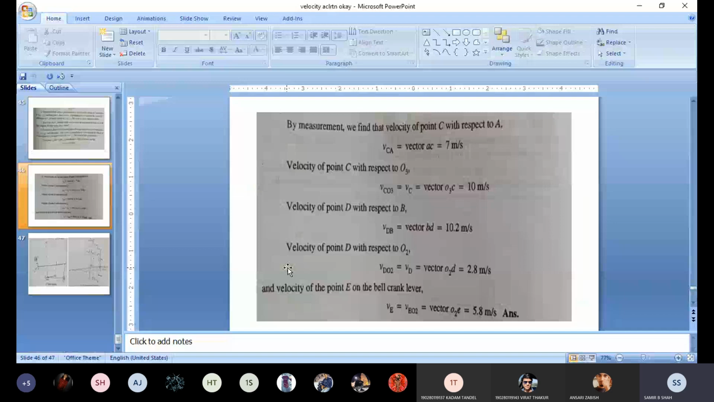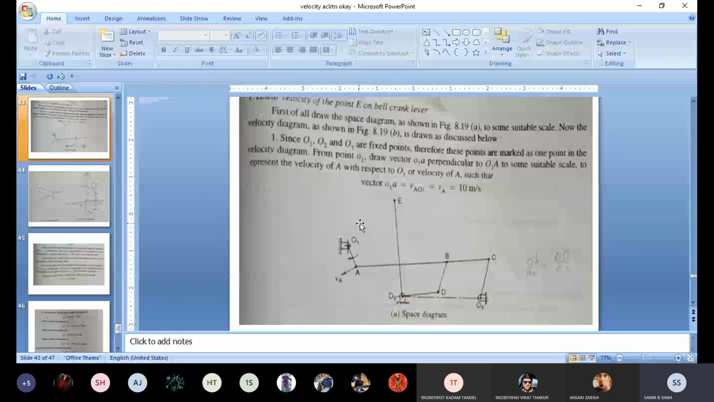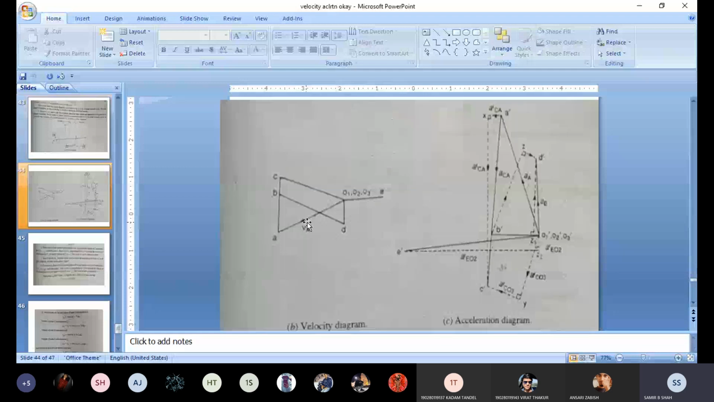And you know very well, if the error is in the velocity diagram, then definitely your error in acceleration also increases. So very accurately draw your velocity diagram. That depends on the space diagram, so draw the space diagram very carefully. After that, draw the velocity diagram very carefully with proper scale. Measure it very carefully and find the answer.